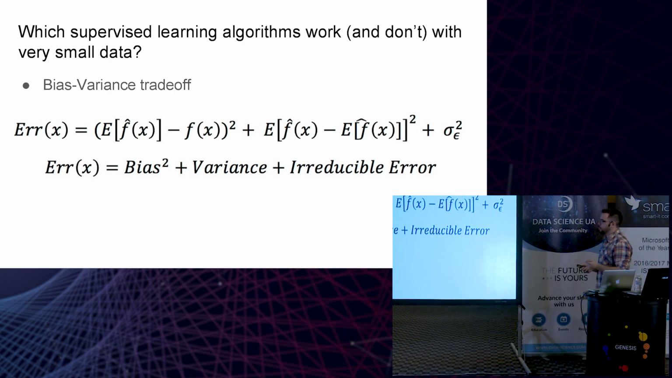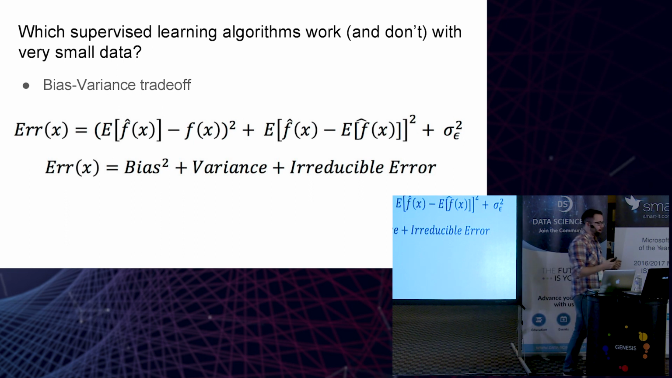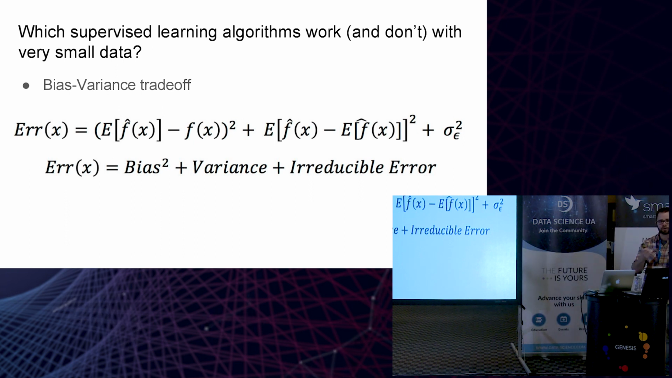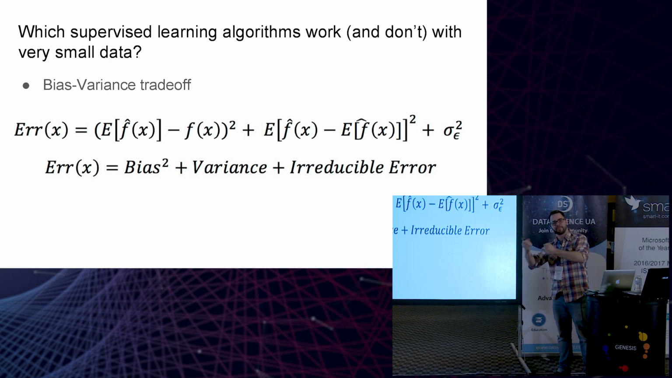And why is it called a trade-off? Because when you put more emphasis on reducing one, for example bias, you will have to sacrifice some variance, and the other way around is true. So you cannot get both. You always have to put more emphasis either on reducing bias or variance.